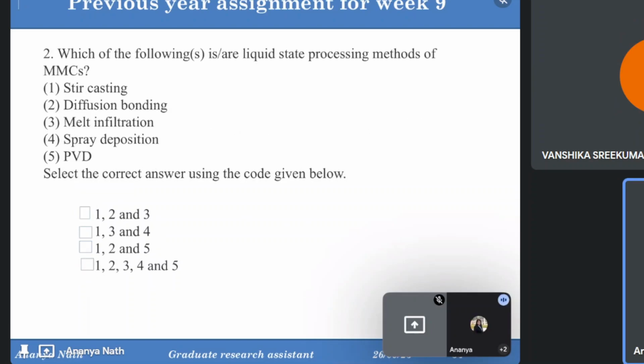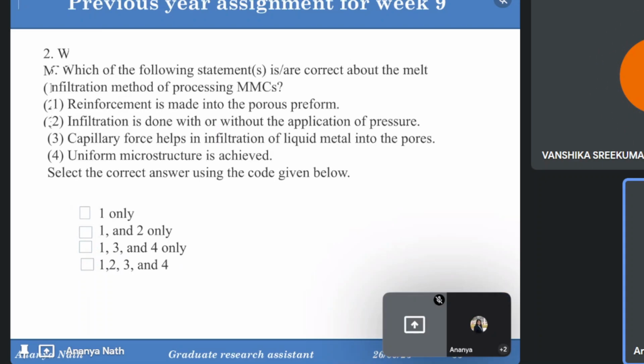Then this one. This casting, melt infiltration, and spray deposition. Yes. 1, 3, and 4. Then this one, which of the following statements are correct about the melt infiltration method of processing MMC?